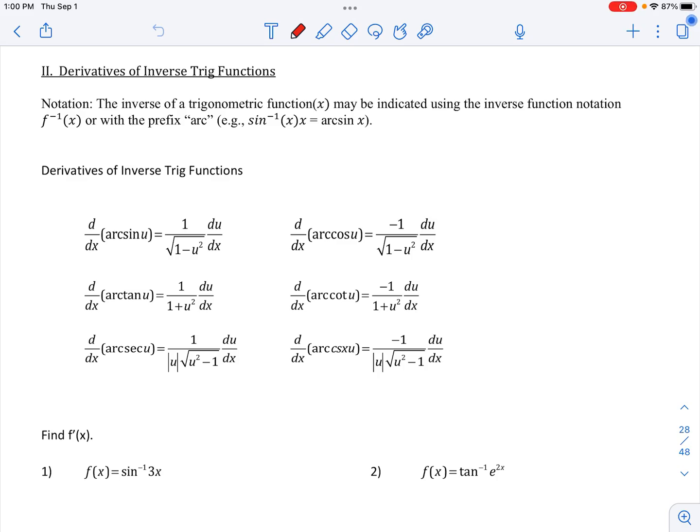The next set of derivatives that we're going to learn about is the derivative of inverse trig functions. If you recall from pre-calc, there's a couple different ways that you can denote it. So the inverse sine function can be denoted with the sine and the exponent of -1. So this is one way to write the inverse sine function, or you could also call it arc sine of x. So they mean the same thing.